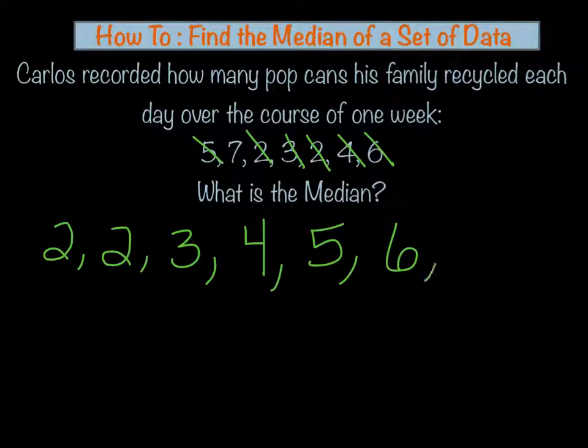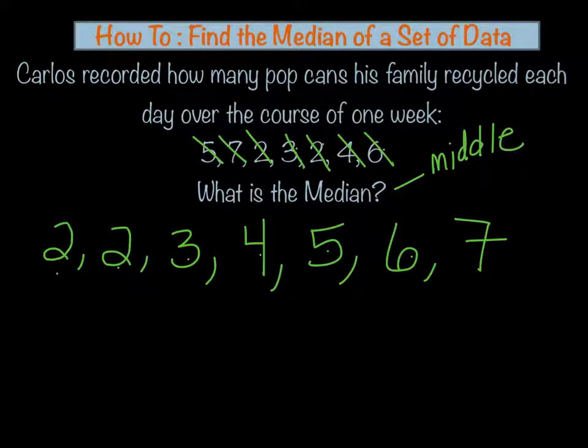All right, and then I have a 7. I'm going to double check to make sure I have all of my numbers. I had 1, 2, 3, 4, 5, 6, 7 up at the top, so I have 1, 2, 3, 4, 5, 6, 7 down below. Looks good. All a median is, it's just the middle.